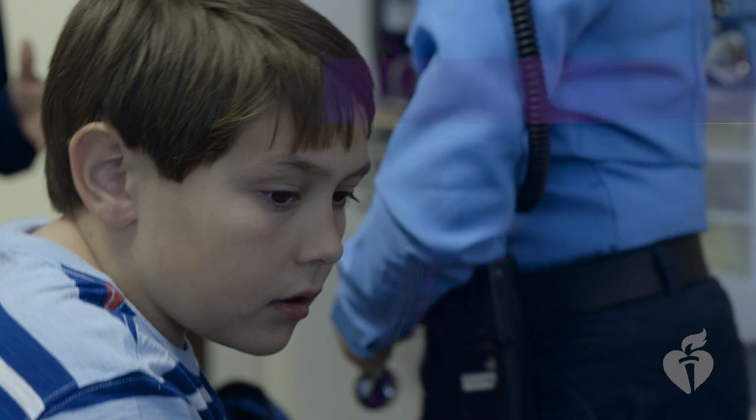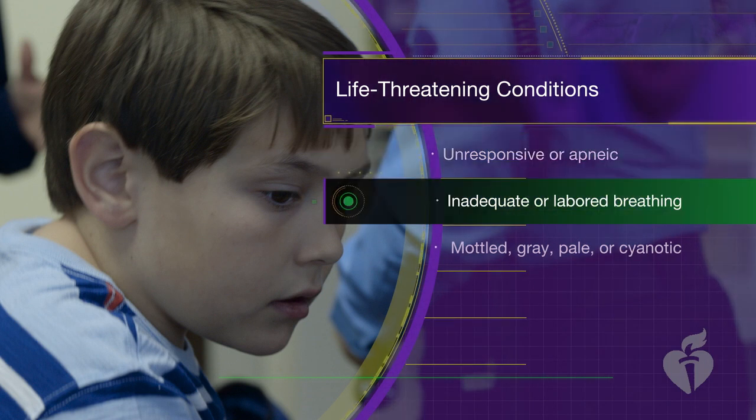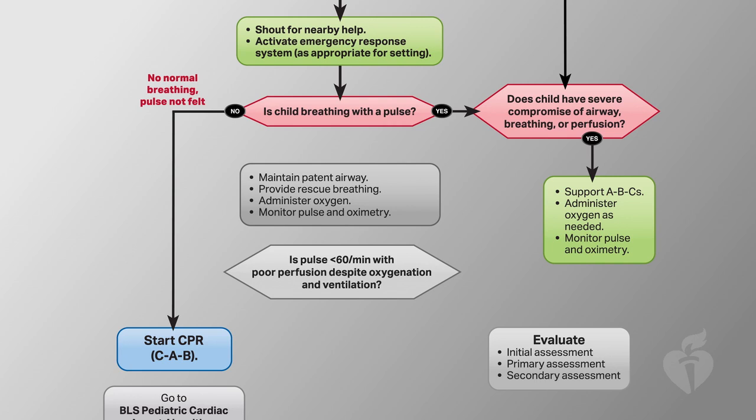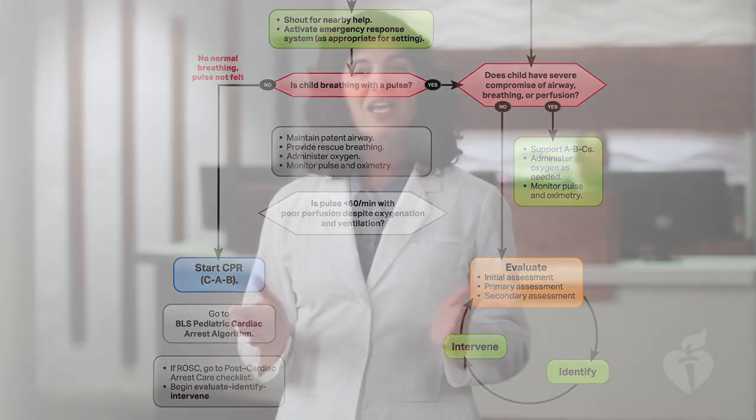Always remember, it's a life-threatening condition if the child is unresponsive or apneic, has inadequate or labored breathing, or is mottled, gray, pale, or cyanotic. You'd want to immediately call for help and begin life-saving treatment. If there's no life-threatening condition, you'll proceed with the primary assessment. But now, let's practice the PAT, the initial assessment. You'll watch a scene that represents an emergency situation you might encounter. Then we'll stop to let you make your initial assessment.